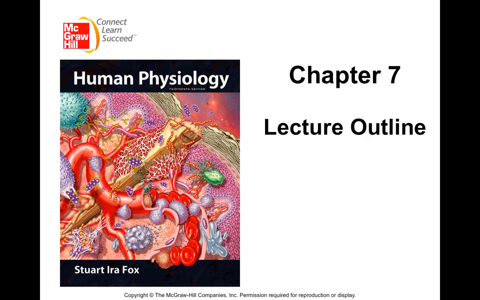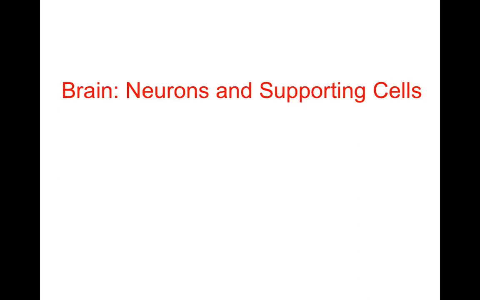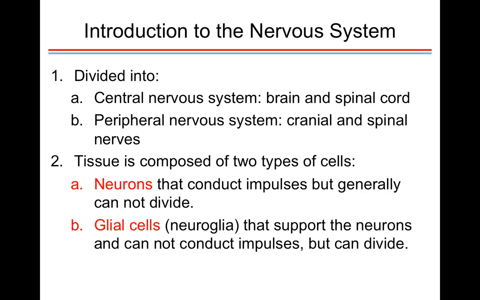Hello. Now we'll begin Chapter 7, which focuses on nerve and synapse physiology. So we'll begin with looking at the brain and looking at the neurons and supporting cells. So if we look at the nervous system, we can divide it into the central nervous system, which consists of the brain and spinal cord, and the peripheral nervous system, which is composed of the cranial and spinal nerves.